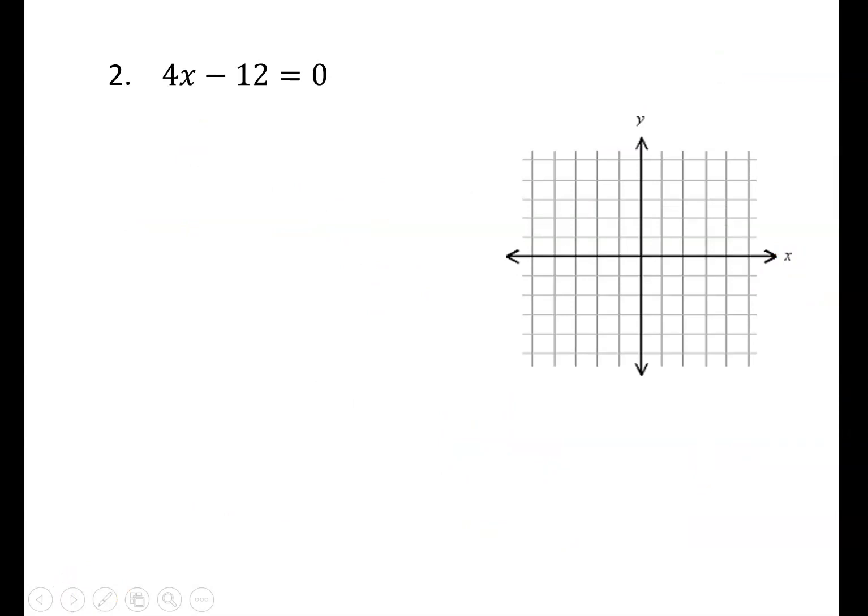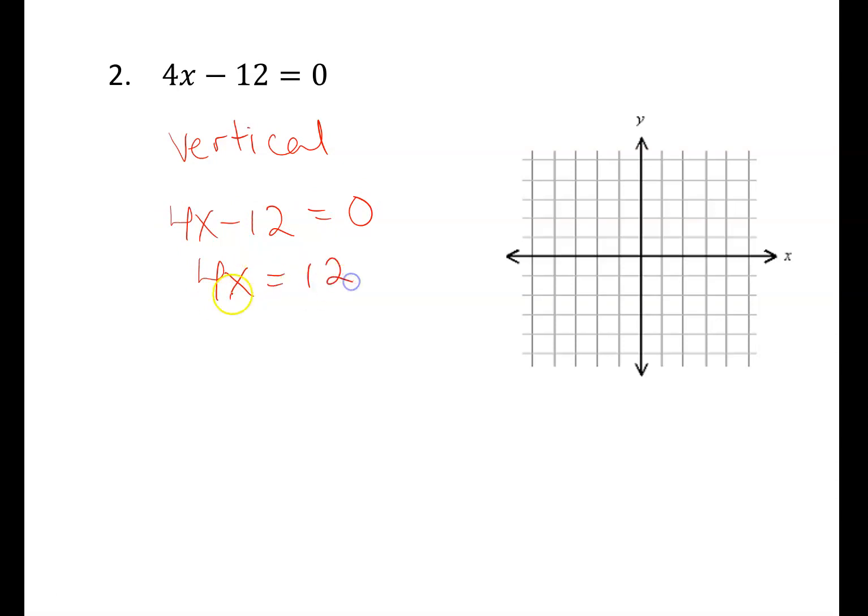Okay, number 2. When you look at the equation, it has an x in it but no y. So because of that, right away we know that this is going to be a vertical line. However, to figure out where to place the vertical line on the coordinate system, you do need to go ahead and isolate the x. So add 12 to both sides and divide by 4. So x equals 3. Then we're going to look at the x-axis. We're going to go to 3, 1, 2, 3 on the x.